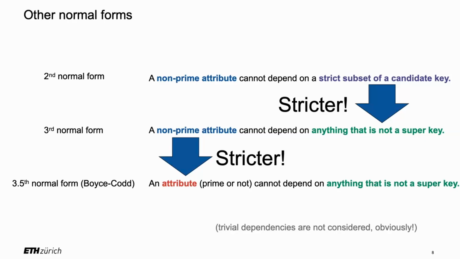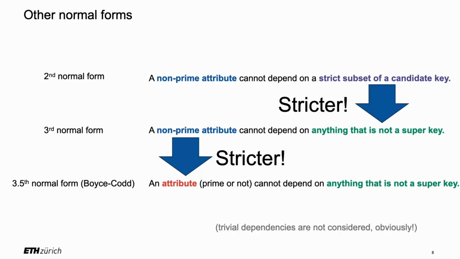Who sees that this is less strict, right? Because now we close our eyes if the attributes on the right are basically prime. So this is the third normal form. Then the second normal form is even less strict. In the second normal form, what we don't want is something on the left that is a strict subset of a candidate key, right? That leads to a non-prime attribute.